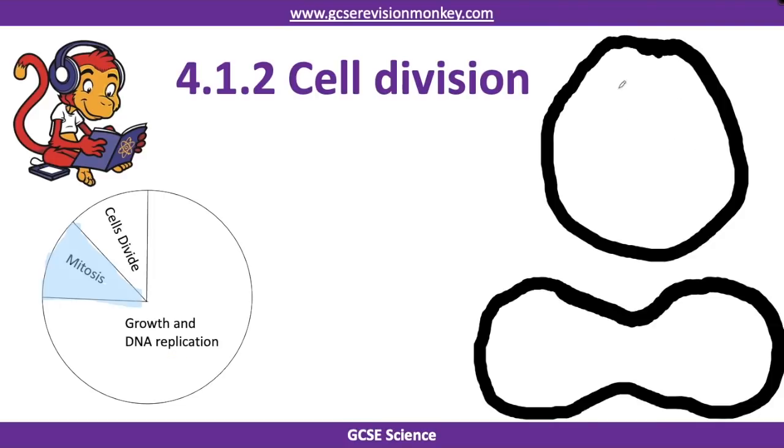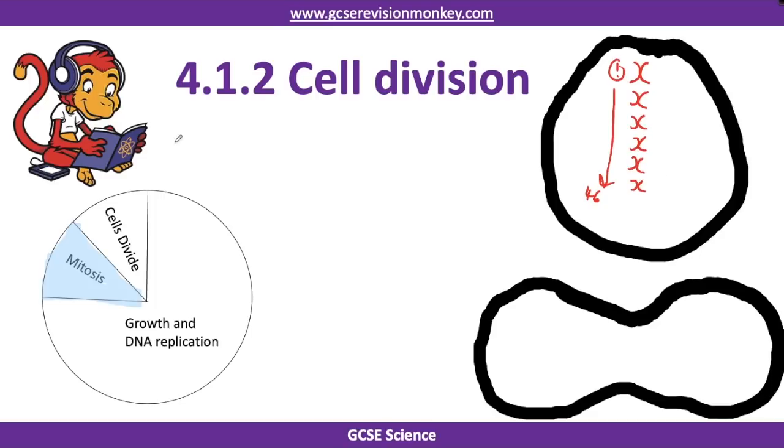So in human body cells, we'd have 23 pairs of chromosomes, or 46 in total, and they have now got an identical chromosome attached to them. So they would all line up in the middle of the cell, like so, all the way down from number 1 to number 46, if we're talking about a human body cell.